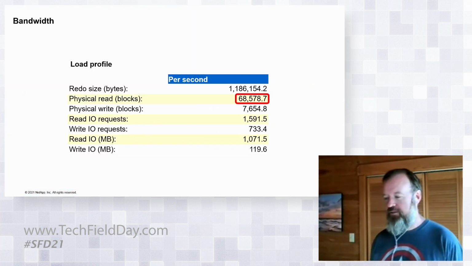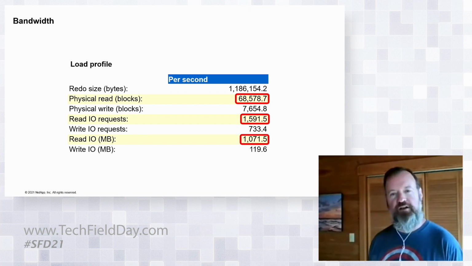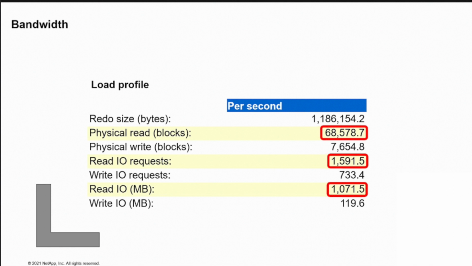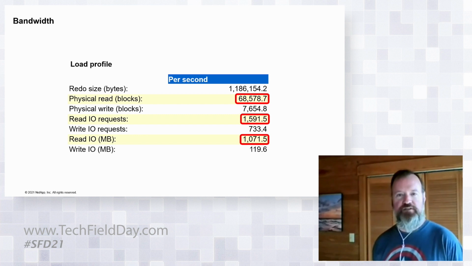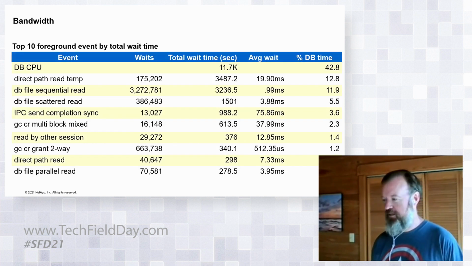Example of bandwidth: 68,000 physical reads, only 1,500 IO requests, moving about a gigabyte per second of total data. So that is actually suspiciously close to a 10 gigabit connection. So if this database is going too slow, do I need faster storage? Or maybe what I need is more network bandwidth. But this is absolutely not 68,000 IOPS. This is bandwidth. And same database, once again, it's mostly CPU limited anyway.